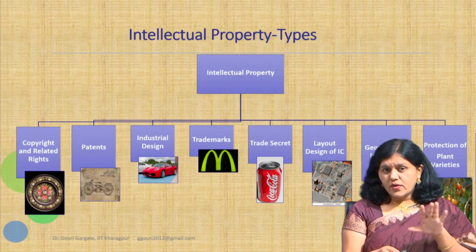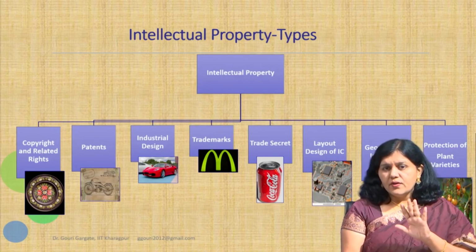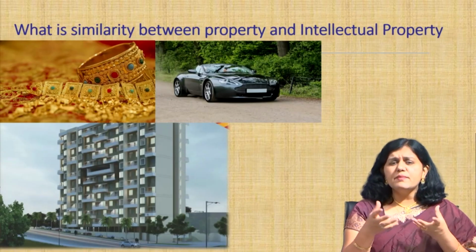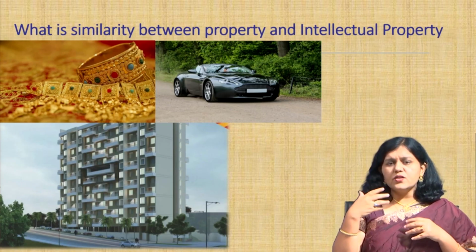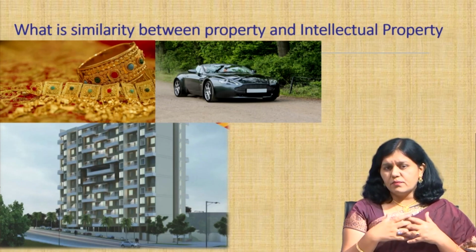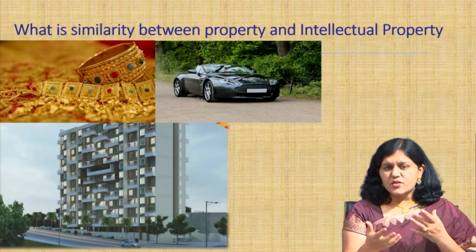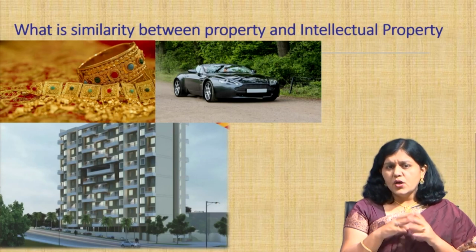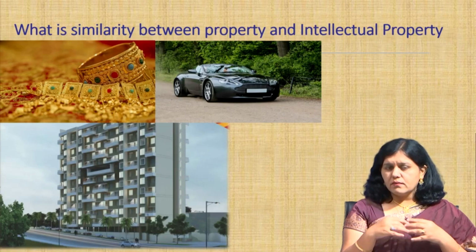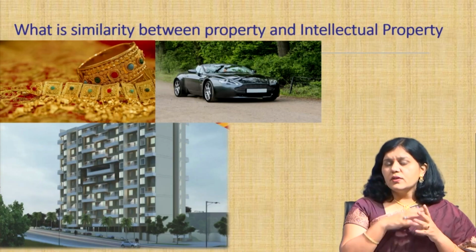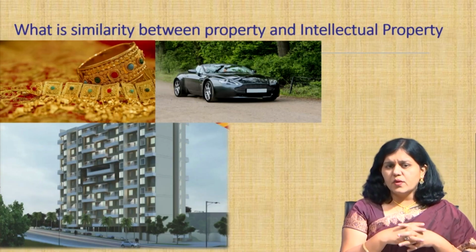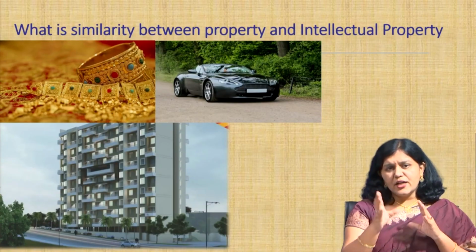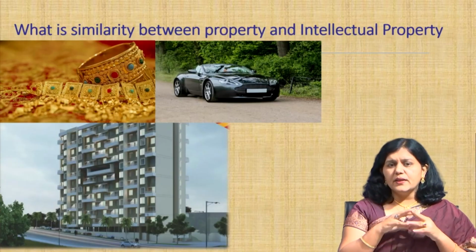Moving further, if you are well versed with these types of IP, we will see what you understand by property and intellectual property, and what similarity is there. Because this intellectual property subject may feel a little bit new, you may wonder how to relate it with what you know. So here are the examples: jewelry, car, flat. If you want to relate property and intellectual property, there is a very good relationship between them. There is a similarity.